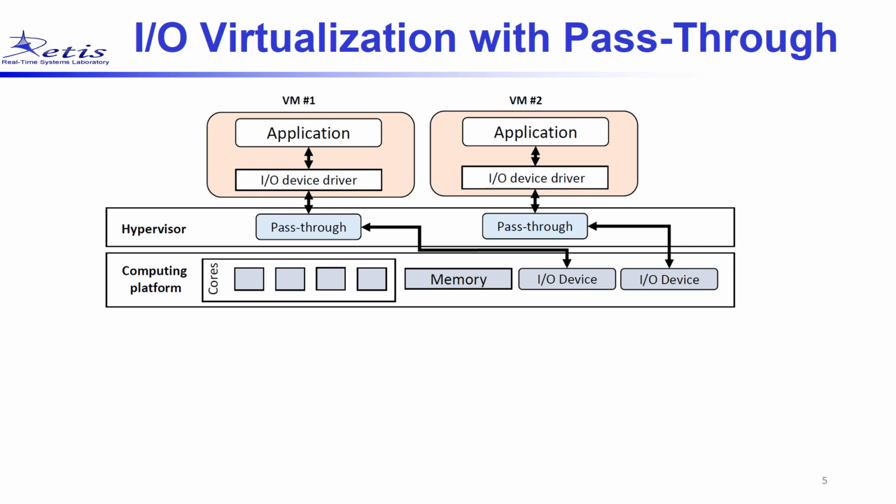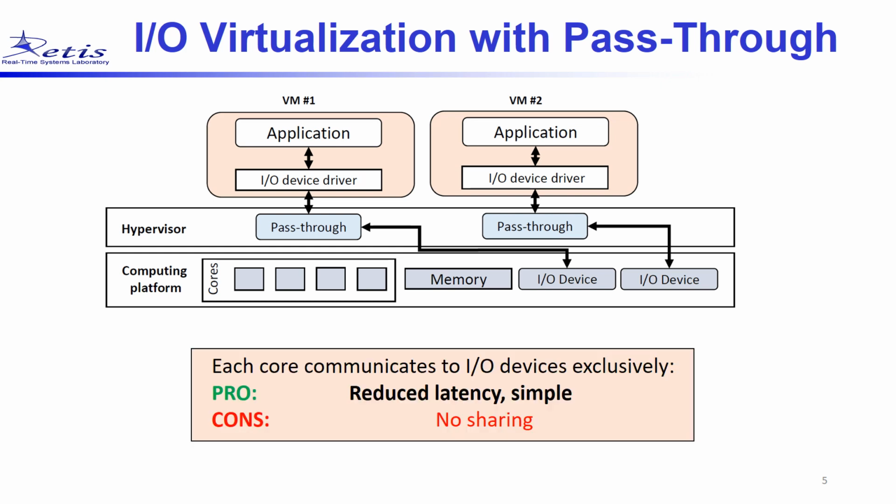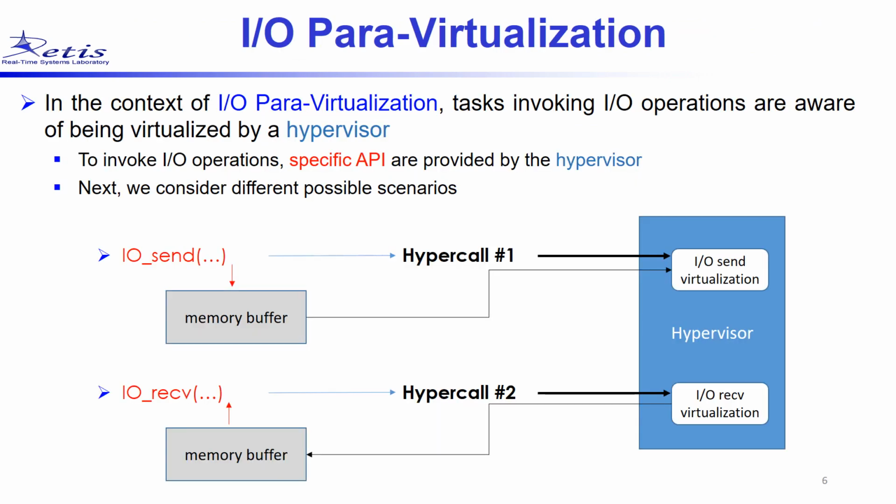Let's start with I/O virtualization with pass-through. In this approach, each application running in a virtual machine interacts by means of the I/O device driver with an exclusively allocated I/O device. This approach is simple and has a reduced latency, but unfortunately it doesn't allow device sharing. For this reason, we introduced two other approaches based on I/O para-virtualization.